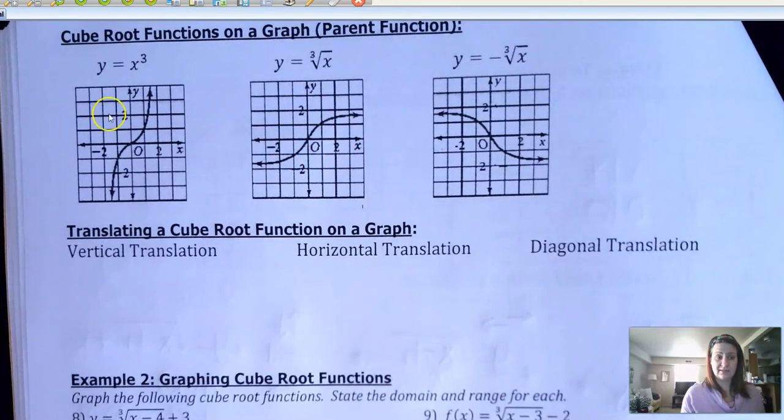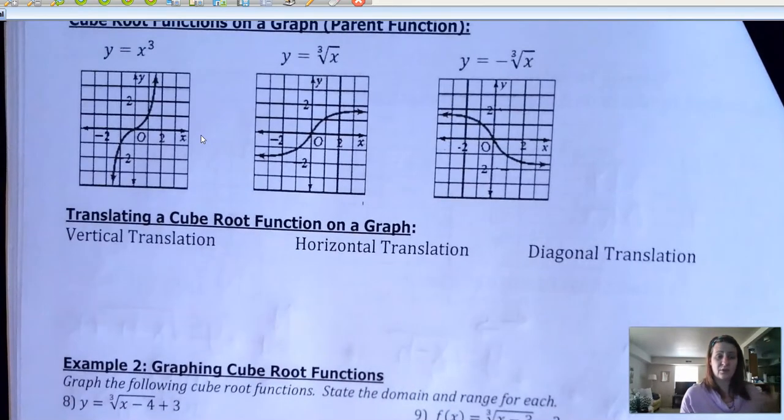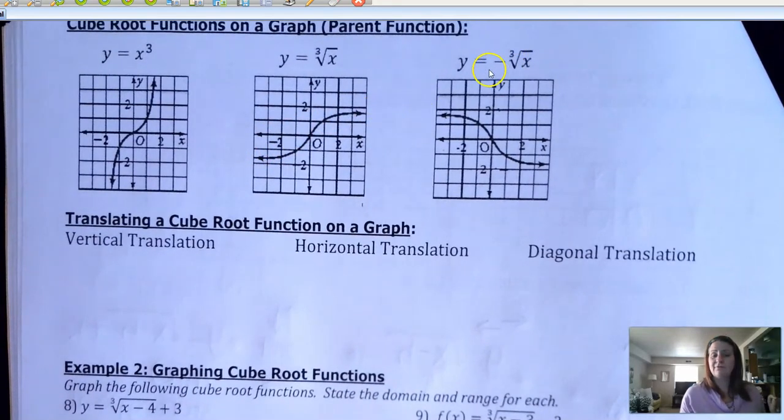It passes the vertical line test. This is a function. It passes the vertical line test. We don't have to restrict anything. When you do take a cube root, you don't put the plus and minus symbol. That's only for even roots. So a third or a fifth or something like that, they don't have a plus and minus. So this would just be a plain cube root. If you have a negative out in front, that does affect the graph. It flips it the other direction.